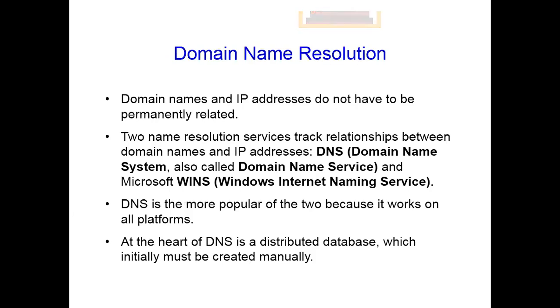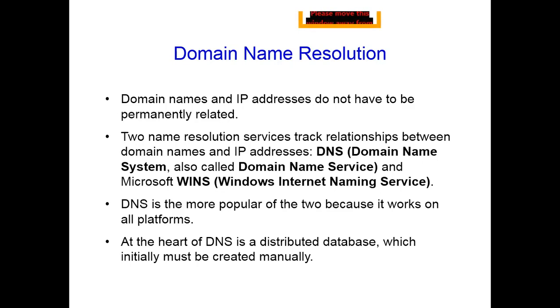Domain names and IP addresses do not have to be permanently related. Two name resolution services track the relationship between domain names and IP addresses: DNS, or Domain Name System, also called Domain Name Service, and the Microsoft Windows Internet Naming Service. The DNS is the more popular of the two because it works on all platforms. At the heart of DNS is a distributed database which initially must be created manually.